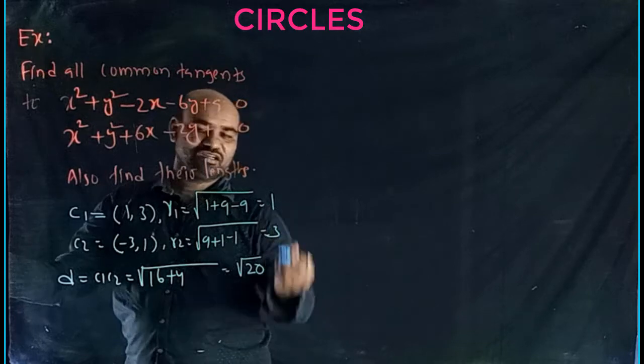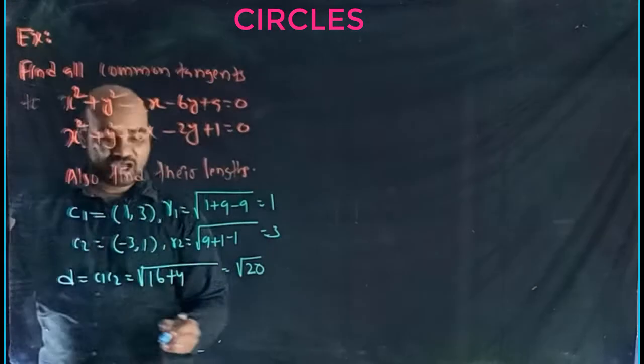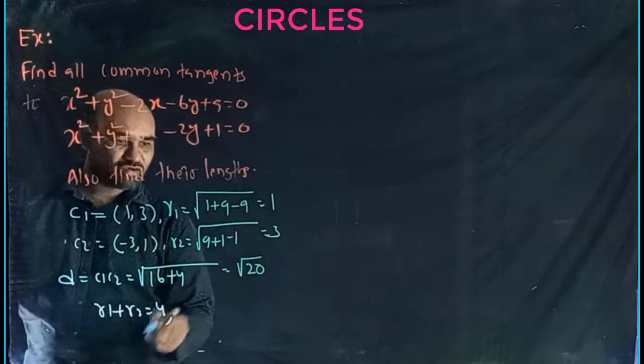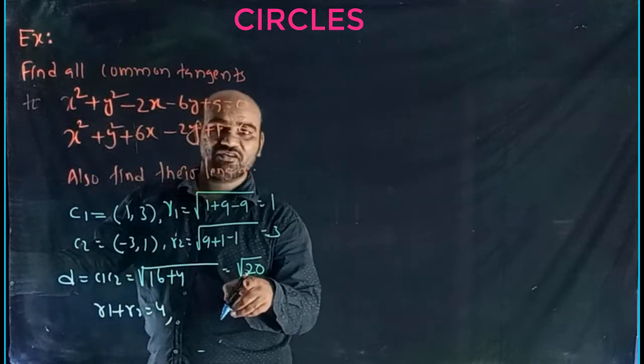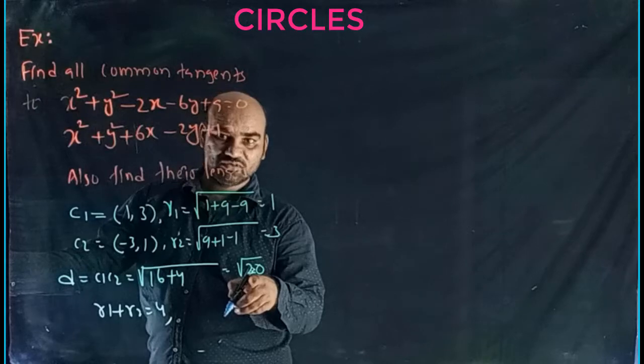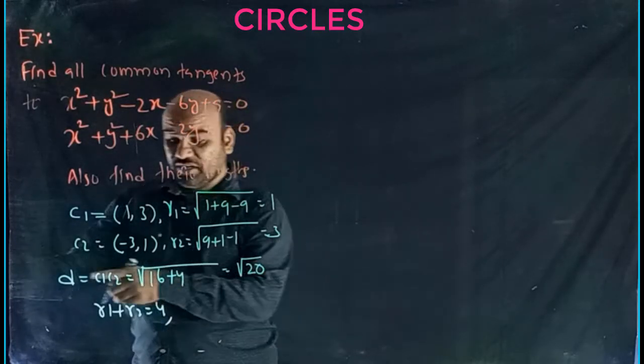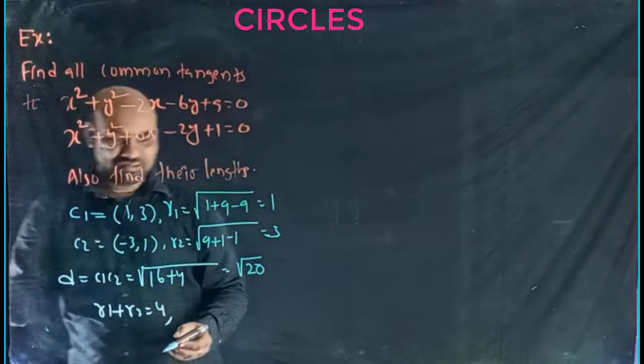R1 plus R2, how much? R1 plus R2 equals 4. So what is this now? Root 20 means 4 point something. Root 16 is 4, so root 20 is 4 point something. That means D is greater than R1 plus R2. So what is the conclusion here?